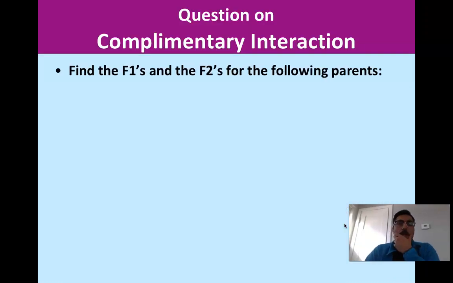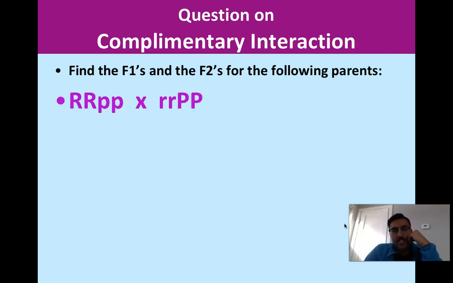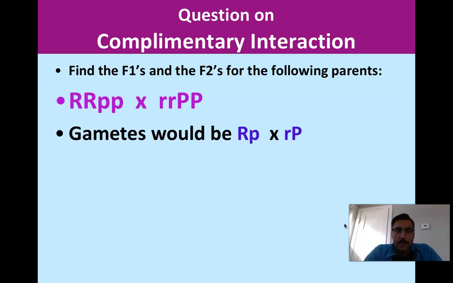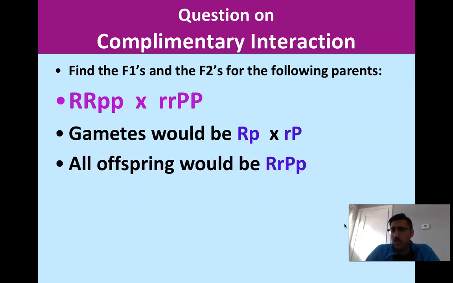Okay, let's do a question. Let's say we crossed these two parents. Big R, little p, little r, little big p. So pretty much what we just saw in the last picture, actually. The gametes, you can narrow them down, right? Wouldn't have to be a big 16 box square because they're going to double up. Foil your gametes. All of your offspring would be big R, big p, little p. So heterozygous for both traits.